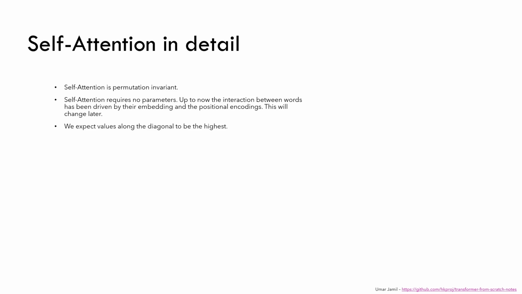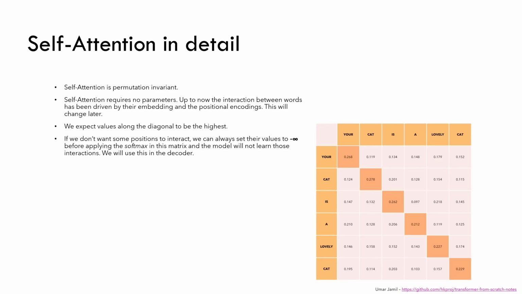Also, because each value in the self-attention softmax matrix is a dot product of the word embedding with itself and the other words, we expect the values along the diagonal to be the maximum, because it's the dot product of each word with itself.